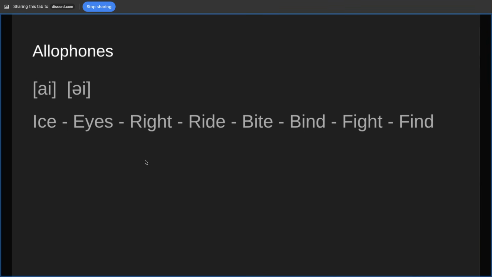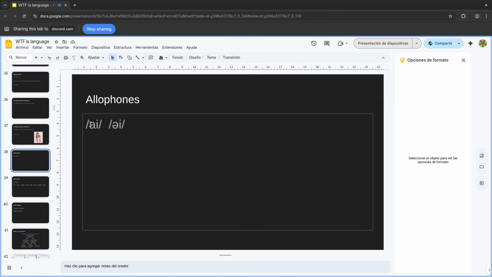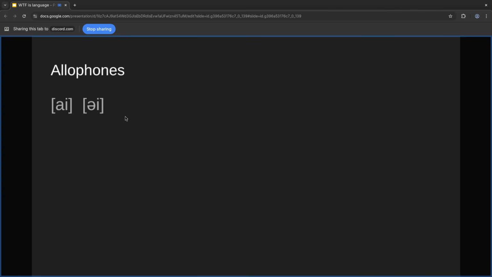Yeah, so you can call these allophones. That's the fancy term for it. Oops, I didn't mean to show you that. So another example is [aɪ] versus [ʌɪ]. Oops, and I also used the wrong brackets. These should be square brackets. Sorry about that. So those should be [aɪ] and [ʌɪ].